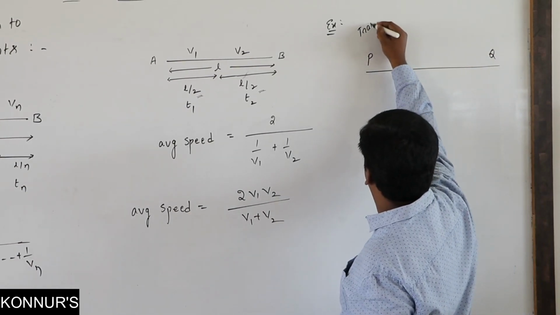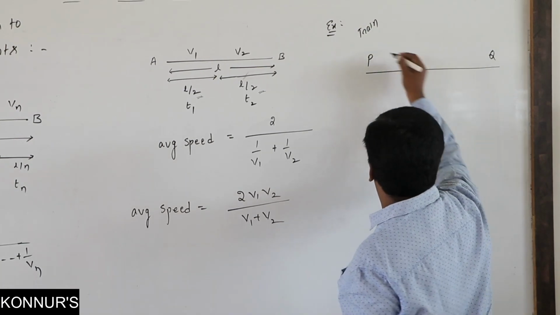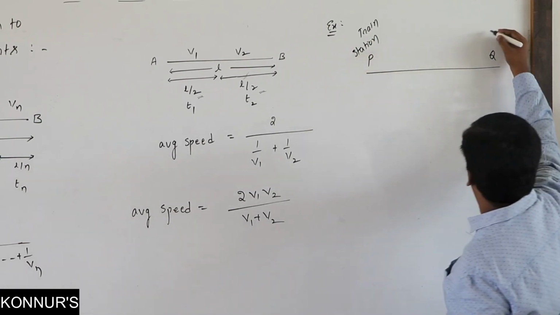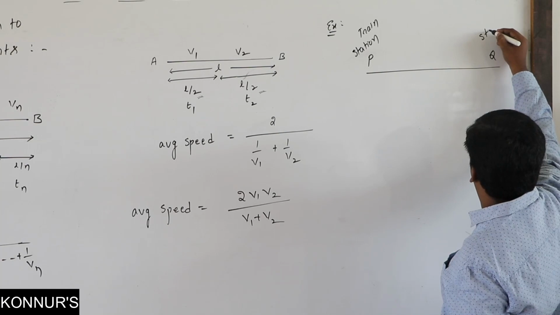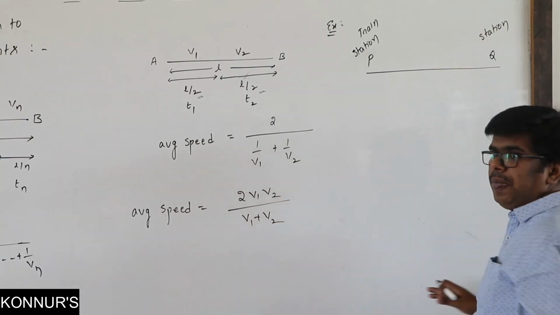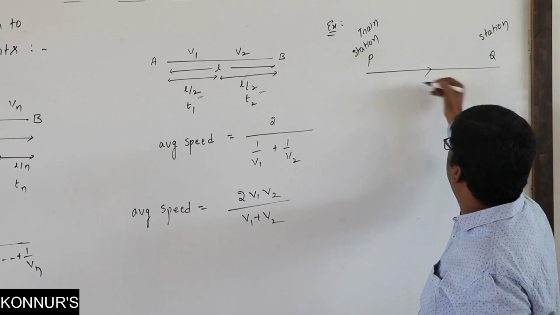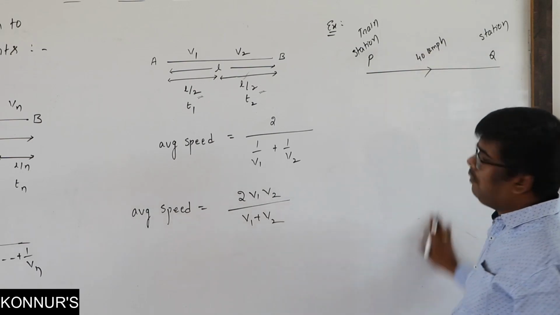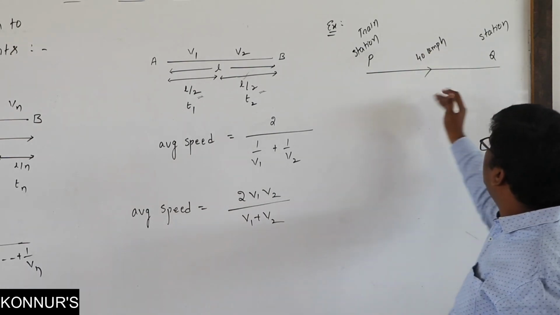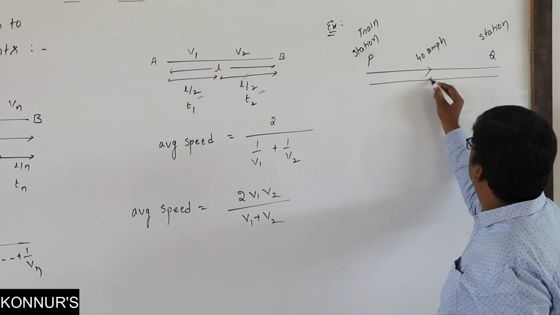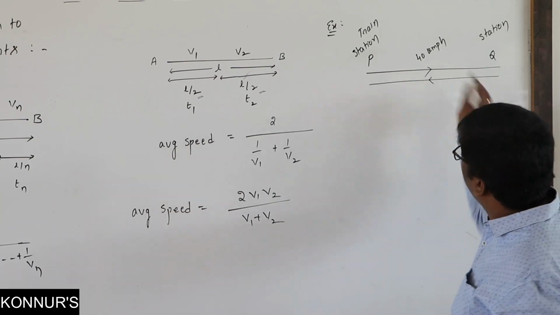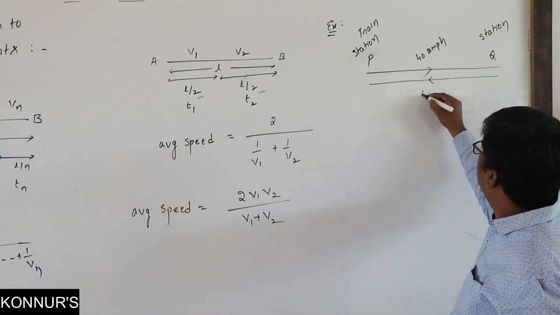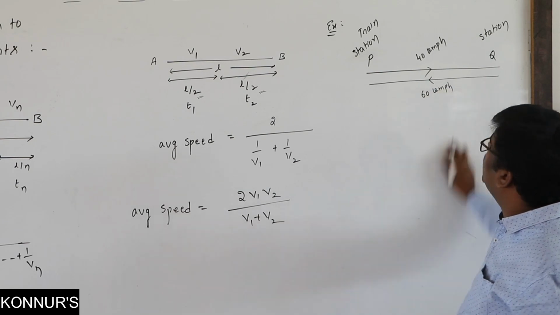A train starts from station P and goes towards station Q. While going, it is traveling with a speed of 40 kilometers per hour, and again it returns back from station Q to station P. While it returns back, it is maintaining the speed of 60 kilometers per hour.